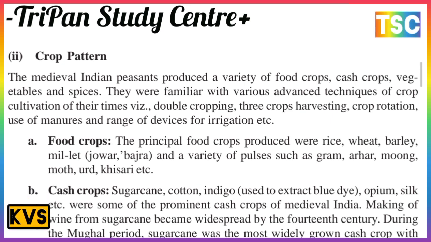And crop pattern, the first area is food crops. The principal food crops produced were rice and wheat, whereas millet, jowar, bajra and a variety of pulses such as gram, arhar, moong, moth, urad and khesari, etc. That is the most important for middle India, as these were produced by the peasants.